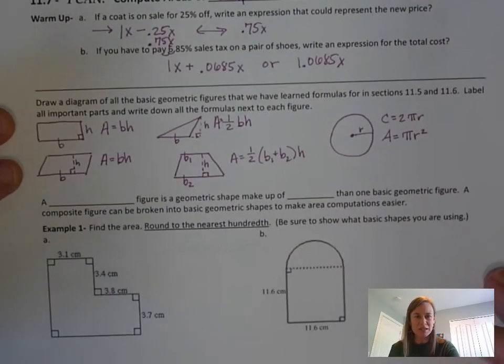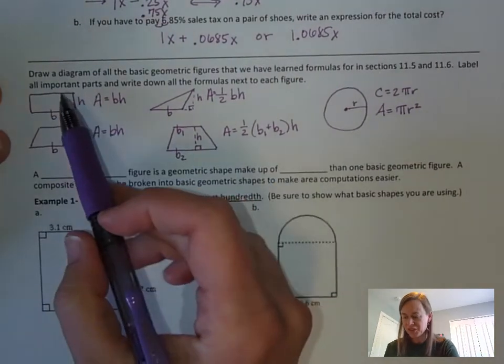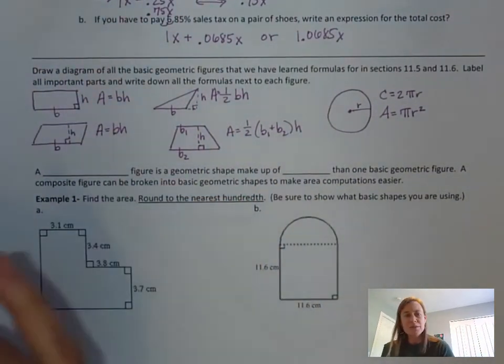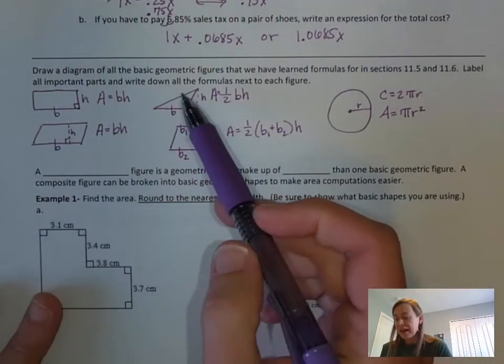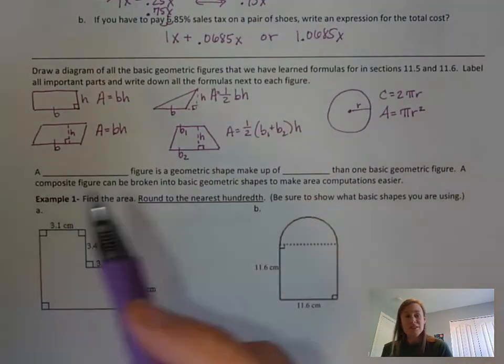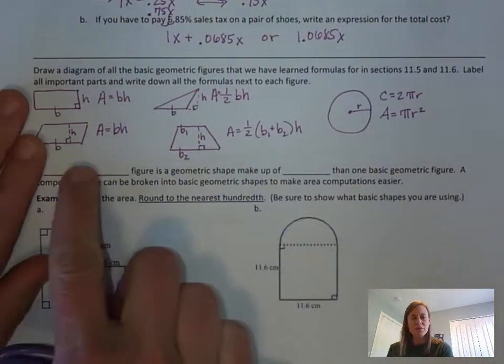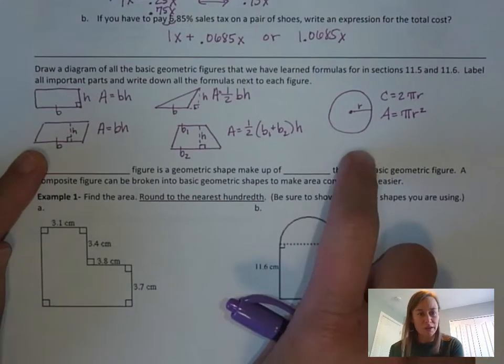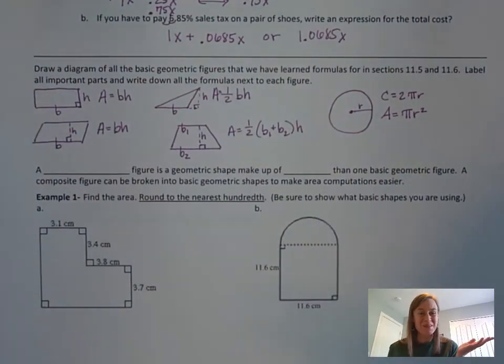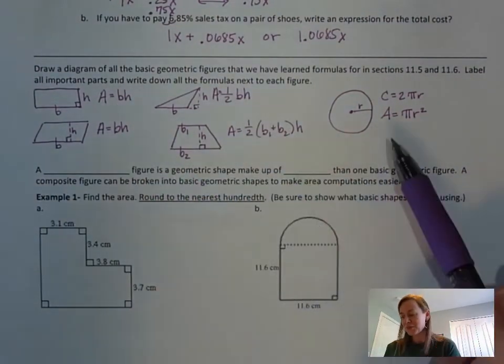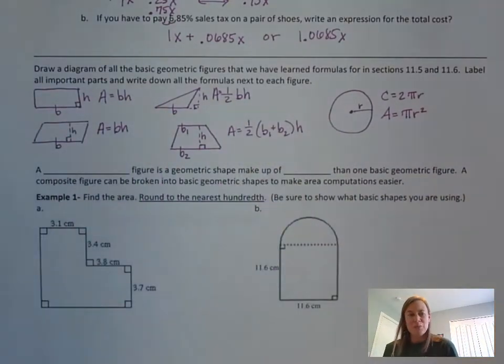You can see I have a bunch of stuff written here. This is just asking you to draw diagrams of all the basic figures and write the formulas that we've learned. So if you want to pause your recording real quick and write something like this, and you can draw it your own way or you can draw it my way, either way works. Just make sure you have the formulas written down and a nice little picture for yourself to look at of the various shapes.